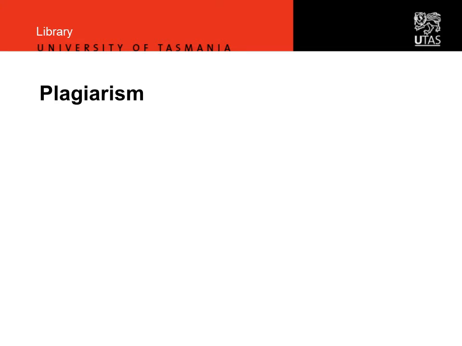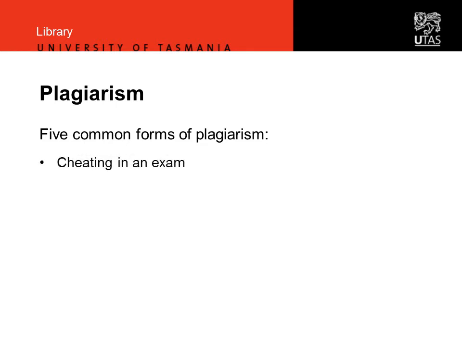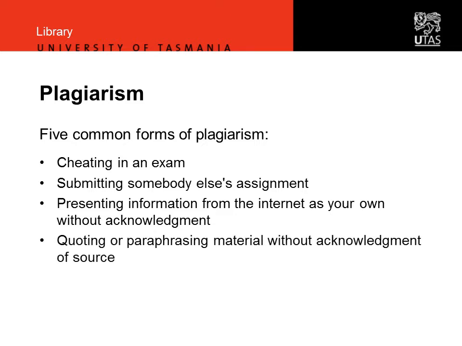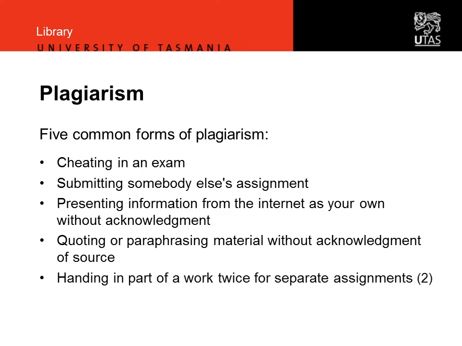If you use words, ideas, or any other work by someone else without giving credit to this person, it is referred to as plagiarism. Here are 5 common forms of plagiarism. Cheating in an exam by either copying from other students or using unauthorized notes or other aids. Submitting, as your own, an assignment that another person has completed. Downloading information, text, computer code, artwork, graphics, or other material from the internet and presenting it as your own without acknowledgement. Quoting or paraphrasing material from a source without acknowledgement. Preparing a correctly cited and referenced assignment from individual research and then handing in part or all of that work twice for separate subjects or marks.